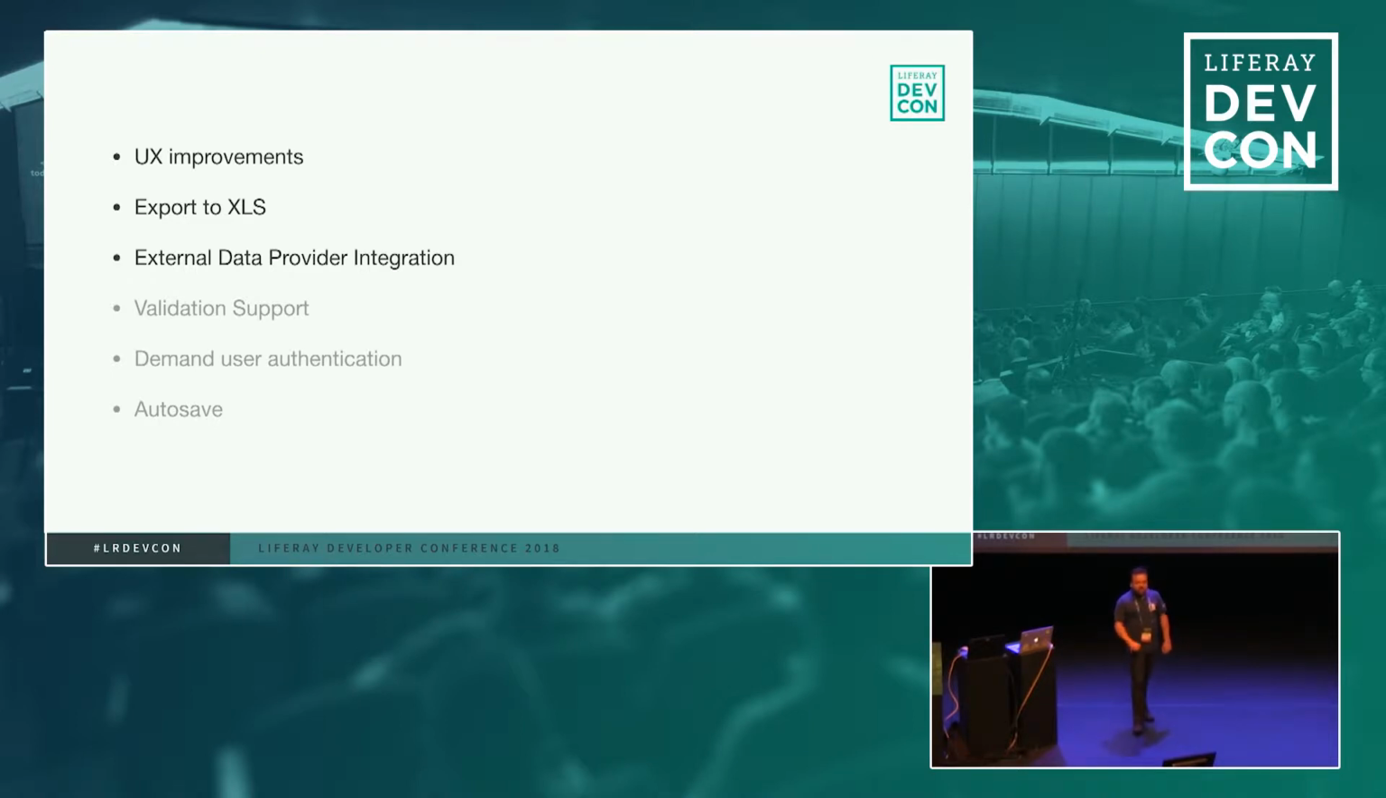We have integration with external data providers, so I can select in text fields from external services. For example, I can fill a select field with all the countries in the world using a Liferay service. Validation support: I have some open fields like text field and numeric, and I can limit the inputs by using a validation. Forms supports this. I can demand user authentication in my form, so I don't want everybody to see my form, just those who have a Liferay login. And finally, autosave. I don't want to lose my job when I lose my job.